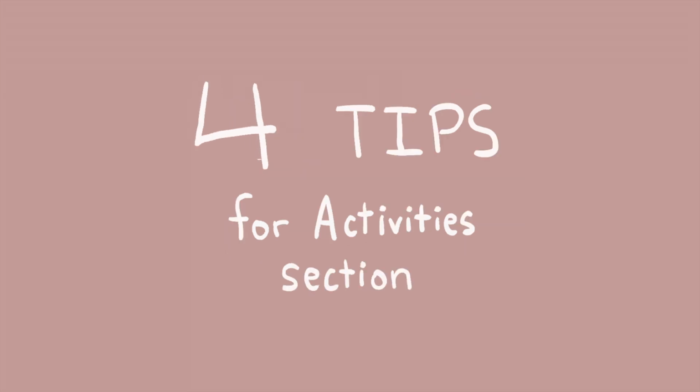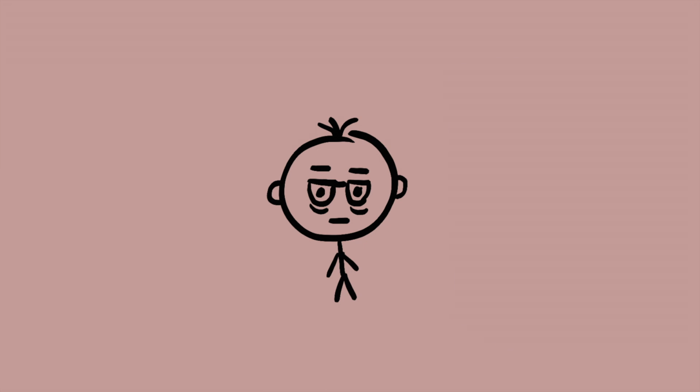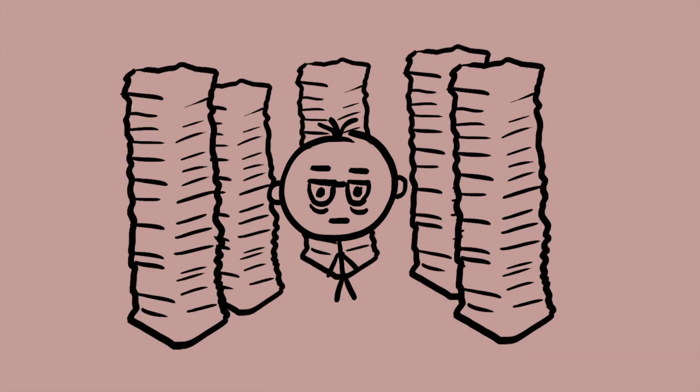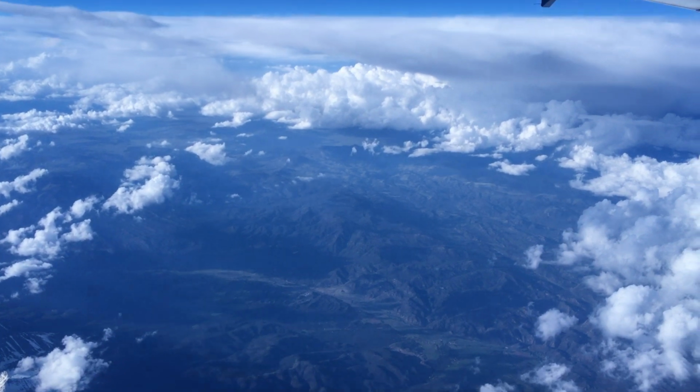Now, here are 4 tips specifically for the activities section of the Common App. Tip number 1, order activities from most to least important. Admissions officers might not take the time to read all of your activities, so try to prioritize and write your most important activities first. And if possible, try to fill up all 10 activities.